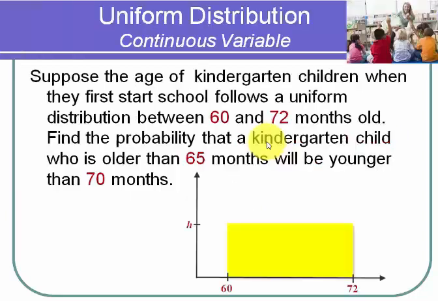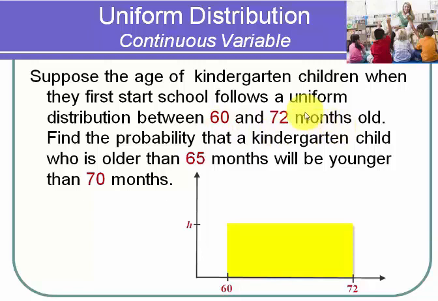Okay, so now let's look at another example. Let's look at kindergartners. We're going to look at a class where there's a rule that says when you start kindergarten, you have to be between 5 and 6 years old. That's kind of standard nowadays. Exceptions could happen, but I'm just going to say we're going to follow the rule. So suppose that the age of a kindergarten child, when they first start school, follows a uniform distribution between 60 and 72 months old. 60 months is 5 years old. 72 months is 6 years old.